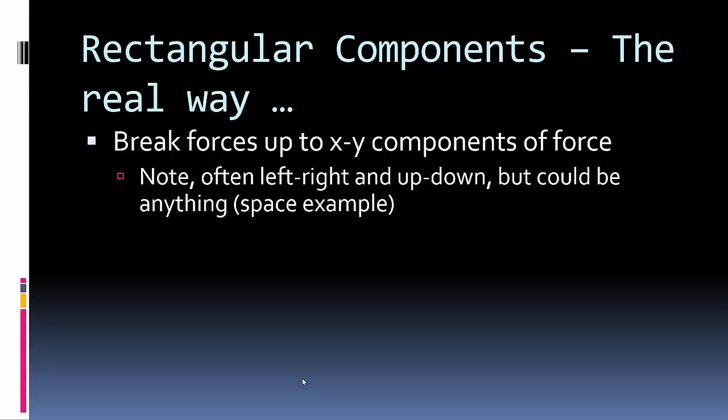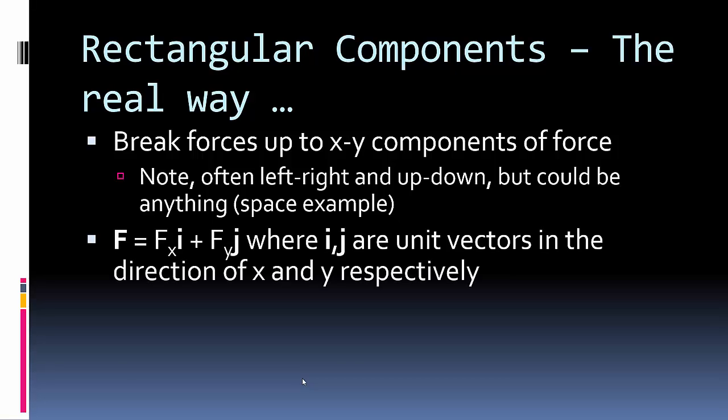Now, often left, right, and up, down, would make the most sense, right? We usually define x as horizontal and y as vertical. But there's plenty of times when it's not as obvious, right? Say you're in outer space. What is horizontal? What is vertical? Who knows, right? But you still pick an axis and perpendicular axes of x and y.